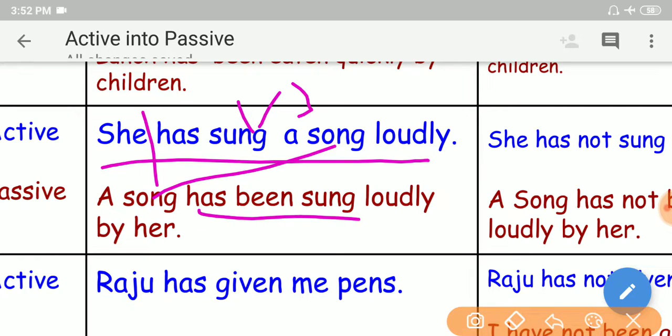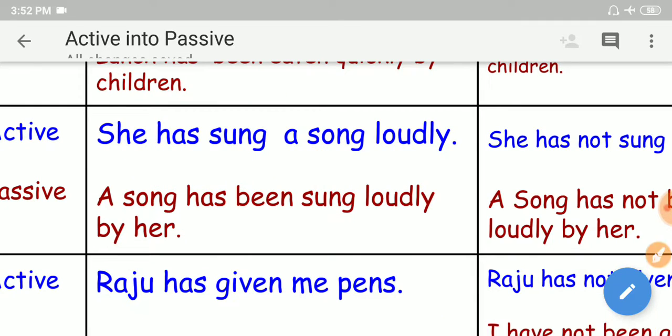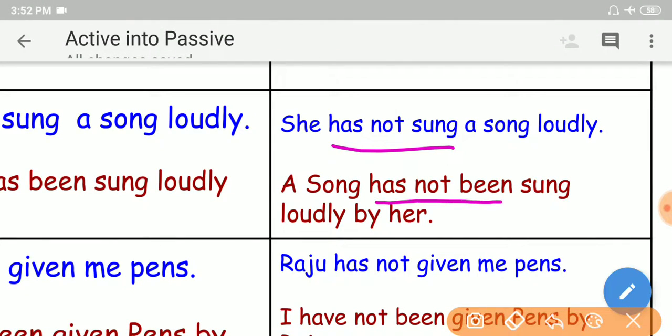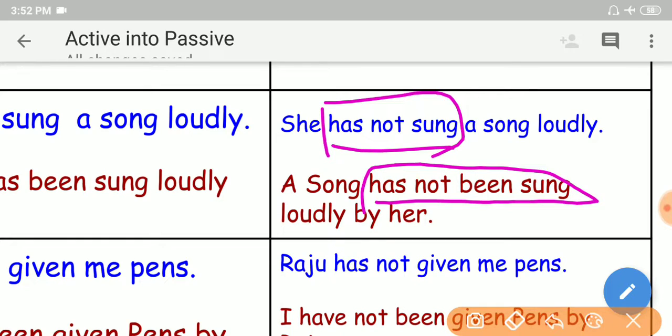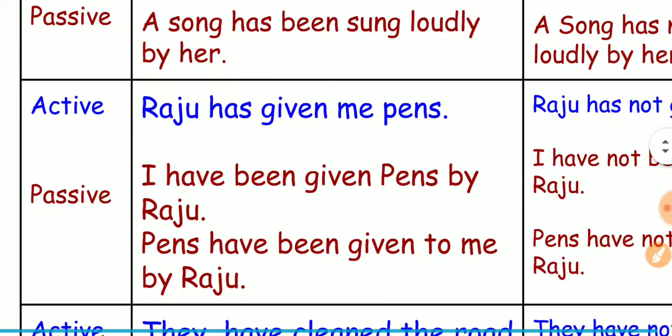Has sung is the active formula. Has been sung is the passive formula. Only this one we need to observe, my dear friends. Remain as it is. So at the same time here also, has not sung, has not been sung. Just we observe, the rest remain as it is, my dear friends. So like this with the other examples.